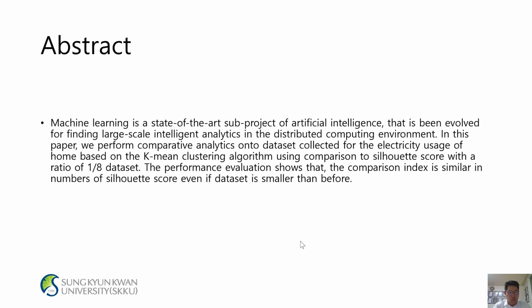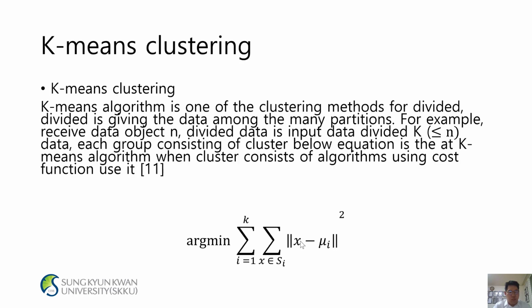Abstract. Machine learning is a state-of-the-art subject of artificial intelligence that is being evolved for finding large-scale intelligence analytics in the distributed computing environment. In this paper, we perform comparative analytics on the dataset collected for the electricity usage of home based on the K-means clustering algorithm, using comparison of silhouette score with a ratio of A per 1 dataset. The performance evaluation shows that the comparison index is similar in numbers of silhouette score even if the dataset is smaller than before.